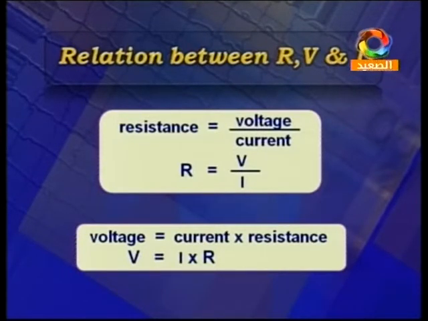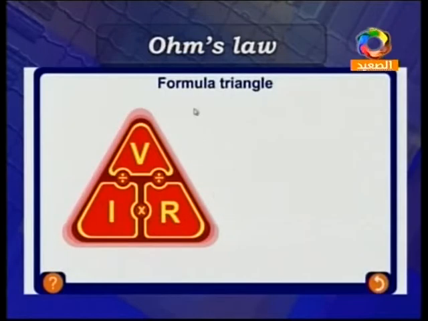What is meant by voltage? Potential difference. It is symbolized by V. And the current is symbolized by I. So here we have R equals V divided by I. This one, the resistance, comes from Ohm's law. And the voltage equals the current times the resistance: V equals I times R. This is the mathematical relation between V, I and R according to Ohm's law.